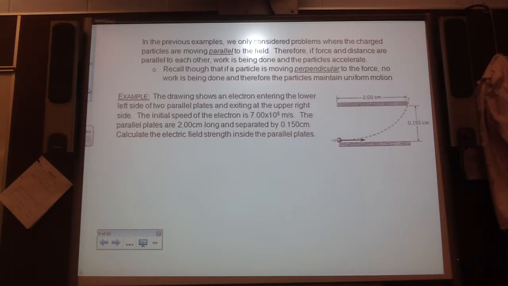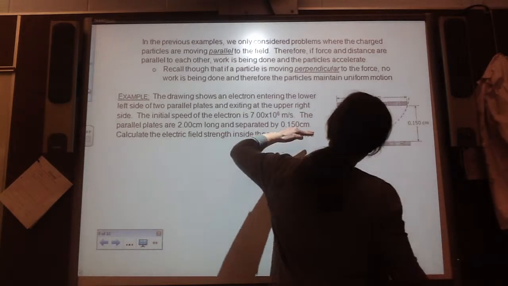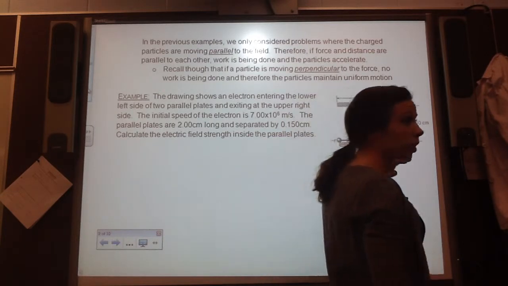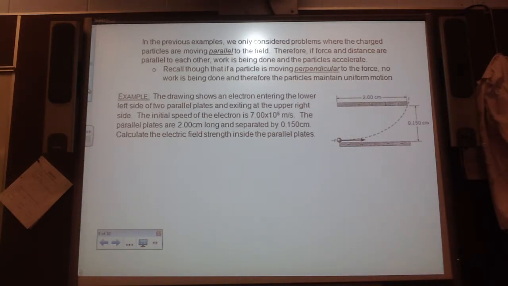But now we're going to look at questions where a particle is coming in parallel to the plates. So just like in this example, it's coming in sideways to the plate, okay? Since it's coming in sideways, it has a different type of motion than just going straight up or slowing down. It's going to travel throughout the whole plate, and it's actually going to have projectile motion. So we're going to have to use our knowledge of projectile motion for these types of questions.